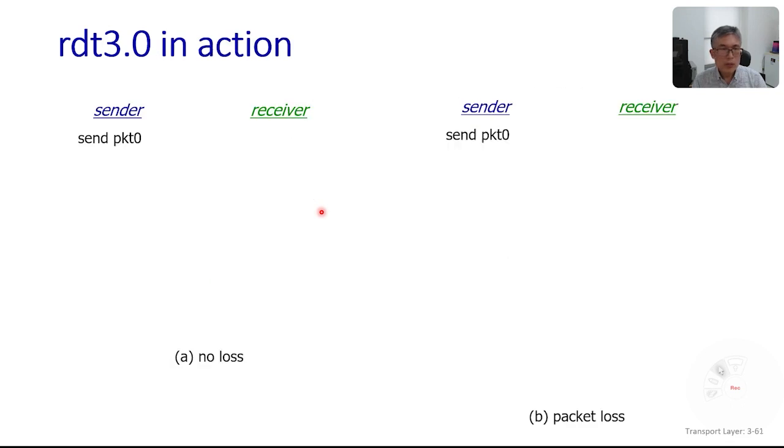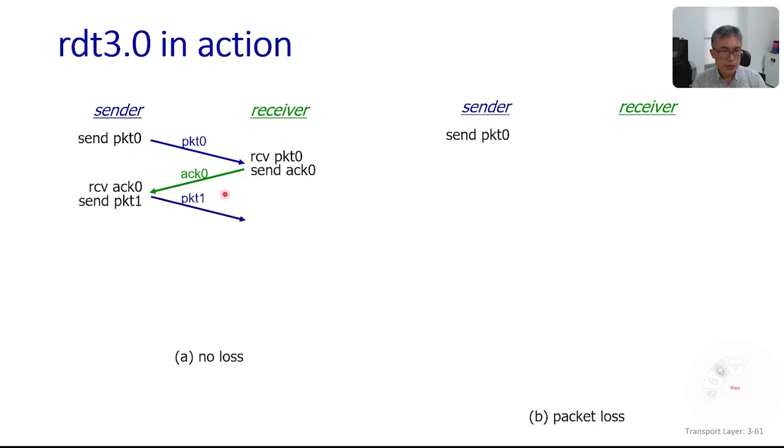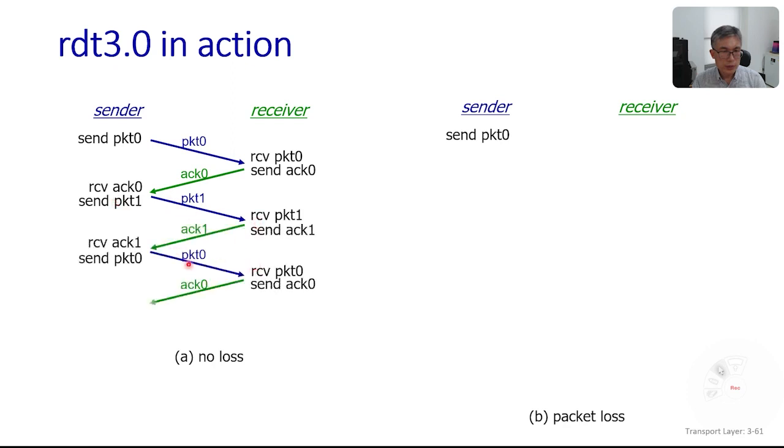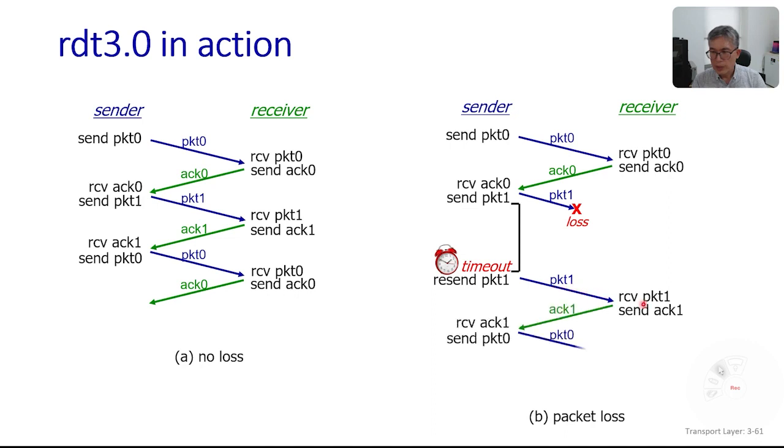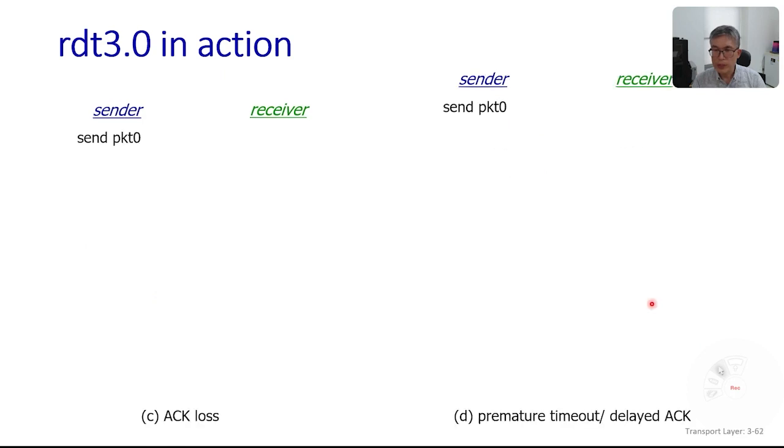And then the action that is taken: the sender and receiver, they send packet zero, acknowledge zero. So stop and wait, right? Lost, no problem. But here packet one is lost, so a timeout happened and then packet one is delivered again. Packet loss can be handled like this.